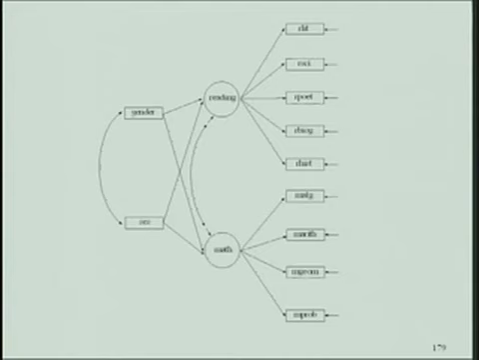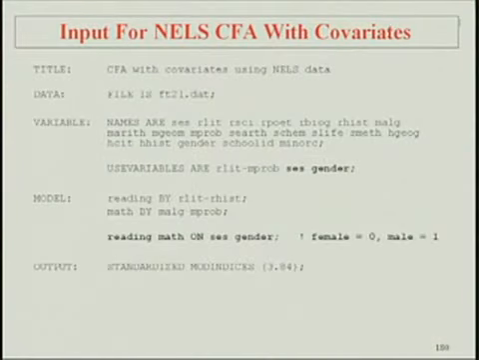The purpose of doing that is we want to show that we haven't deteriorated the fit of the model by adding those covariates. And here's the input that shows you how you would add them. So once again, we're regressing, so we use the on option, which is short for regressed on. And in the model command, we just add reading math on SES gender. And in this situation, female is 0 and male is 1. That's just to remind us for interpretation purposes.